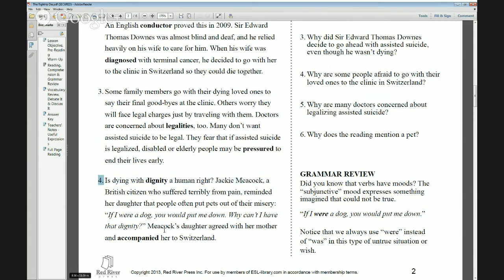Is dying with dignity a human right? Jackie Meacock, a British citizen who suffered terribly from pain, reminded her daughter that people often put pets out of their misery. If I were a dog, you would put me down. Why can't I have that dignity? Meacock's daughter agreed with her mother and accompanied her to Switzerland.